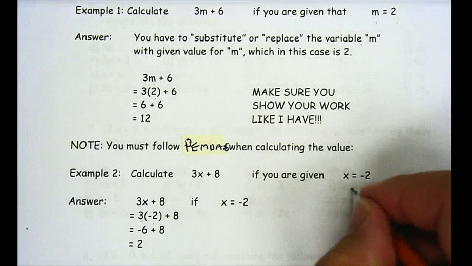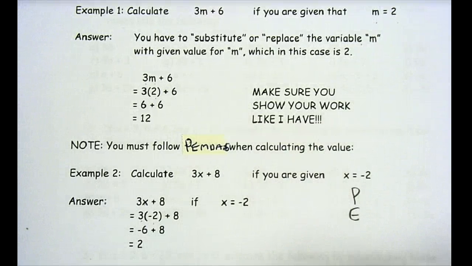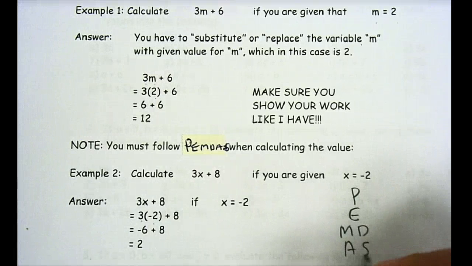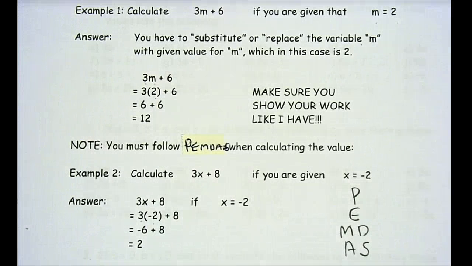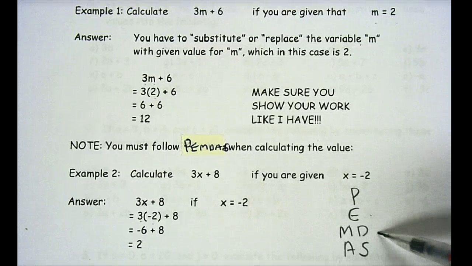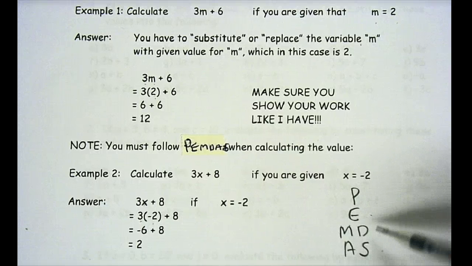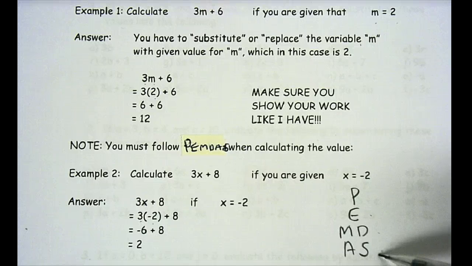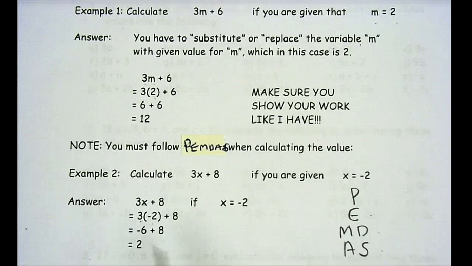And if you forget your PEMDAS, parentheses, exponents, multiply and divide, they're like twins. I do whichever comes first from left to right. And add and subtract, they're like twins. I do whichever comes first from left to right also. So I like to think of it: parentheses, exponents, multiply and divide, add and subtract. Multiply and divide are like twins, I do whichever comes first from left to right, and the same thing with adding and subtracting. So if I take 3 times negative 2, I get negative 6 plus 8. They work against each other. I have more positives than negatives, so my answer is going to be a positive 2.